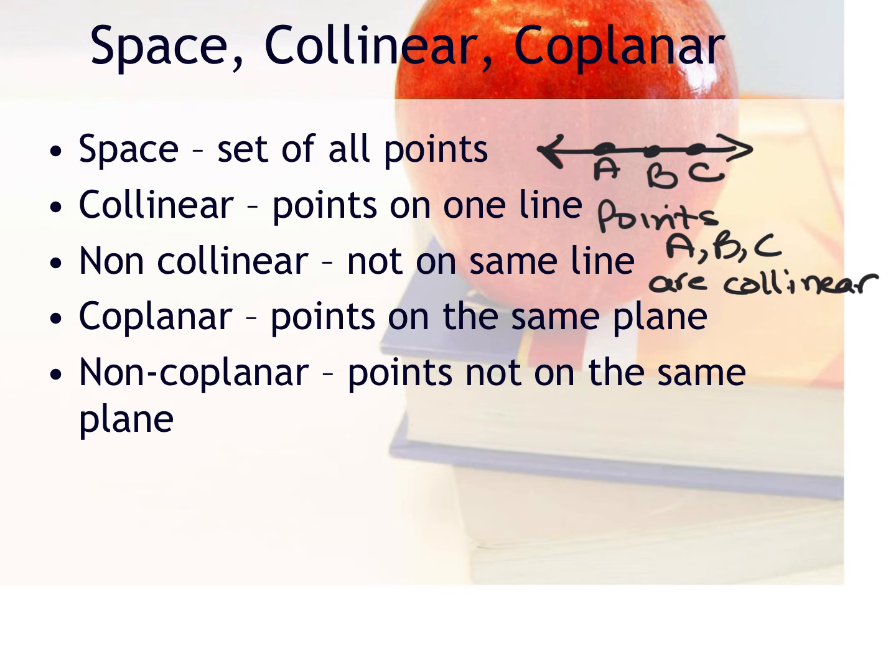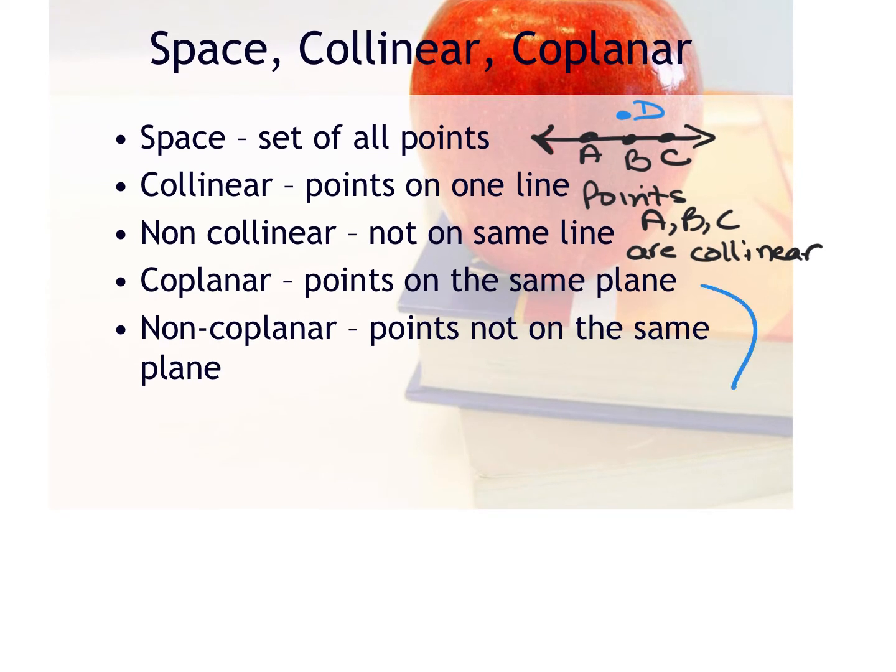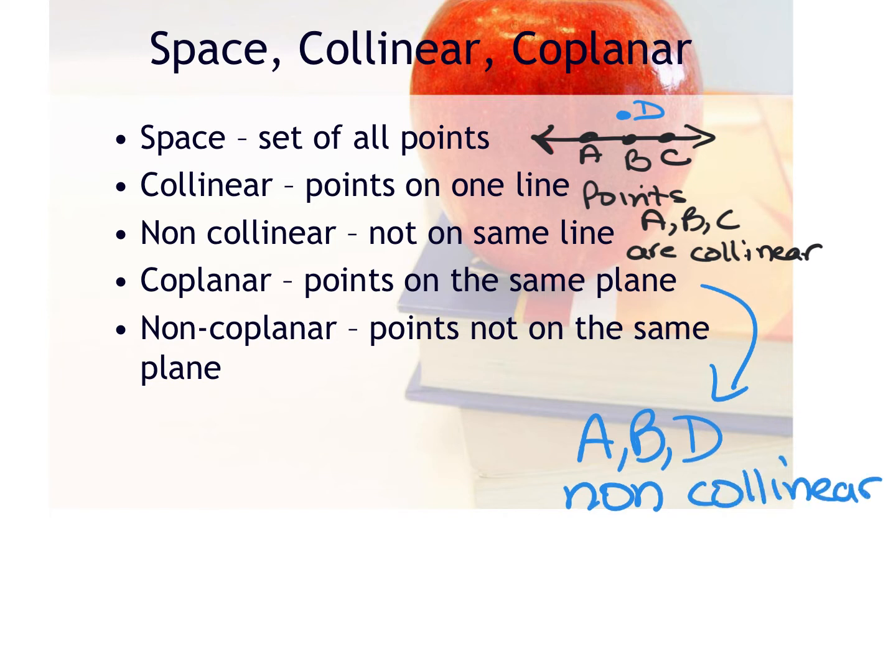However, if I were to add a 4th point and put it on top and call this point D up here, then I would say that points A, B, and D, I don't even have to list C, A, B, and D are non-collinear because D is not sitting on the line where A and B are. So when they're not sitting on the same line, they're said to be non-collinear.